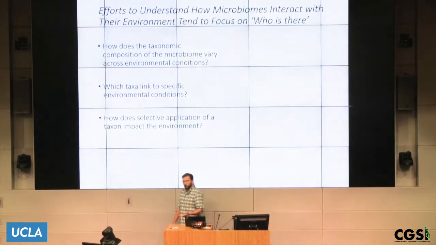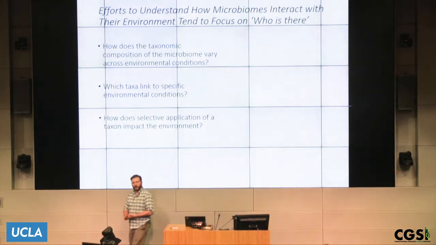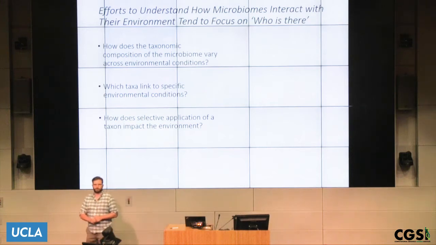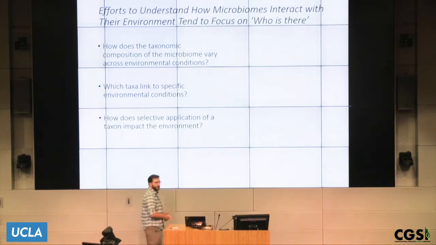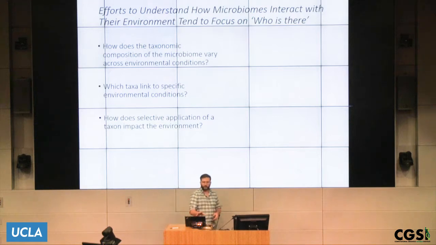So we as a field have had this interest in understanding how microbiomes interact with their environments. Can we tease out the procedures through which they're interacting or coordinating with their environments to influence and shape those environments? Now, a lot of what we've done so far has focused on who is there. We've asked questions like, how does the taxonomic composition of the microbiome vary across conditions? Which taxa are linked to specific environmental conditions, using sort of a correlation analysis? Maybe those are key candidate taxa for then empirically testing their effect on an environmental condition of interest.